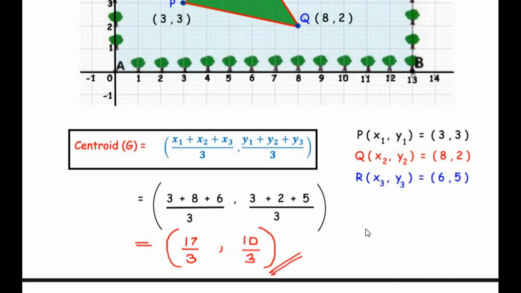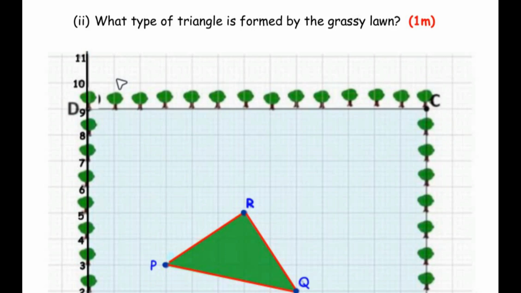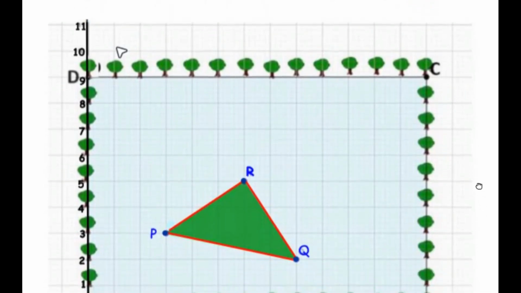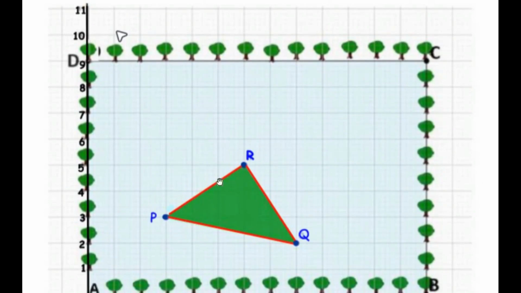So this is the x and y coordinate of the centroid G. Let us move on to the second sub-question. What type of triangle is formed by the grass lawn? Now we have to find out whether this is an equilateral triangle, right angle triangle, isosceles triangle or so on. And to do that we need to find out the length of each side of this triangle.